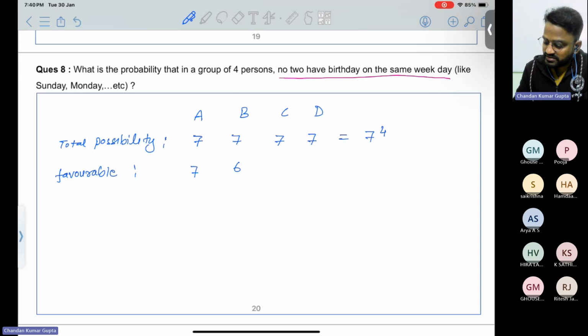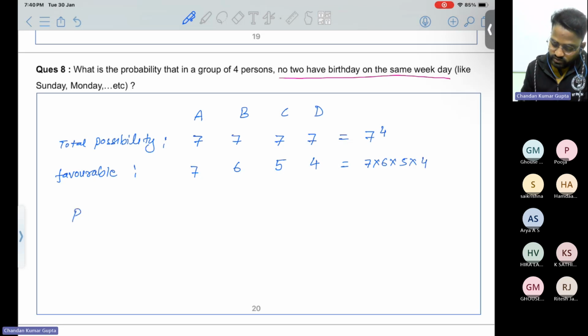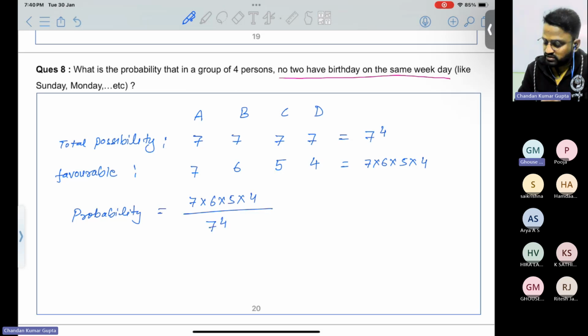Suppose person A has a birthday on any of the 7 days, because all 7 days are still available for him. And when A has a birthday on some specific day, how many possibilities for B? 6, exactly. And what about C? 5. 5 and 4. So the total favorable cases are 7 into 6 into 5 into 4. So now the probability is what? 7 into 6 into 5 into 4, and whole divided by 7 to the power 4. Is it clear?